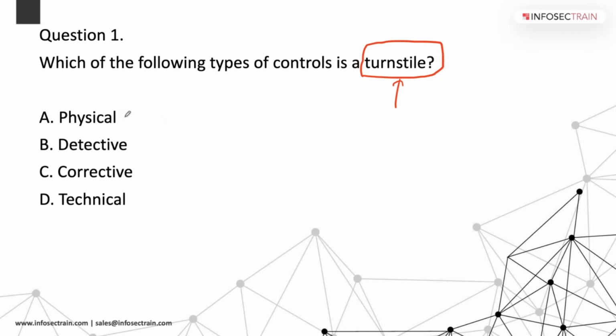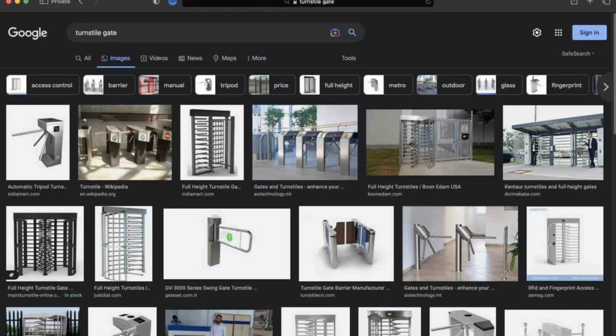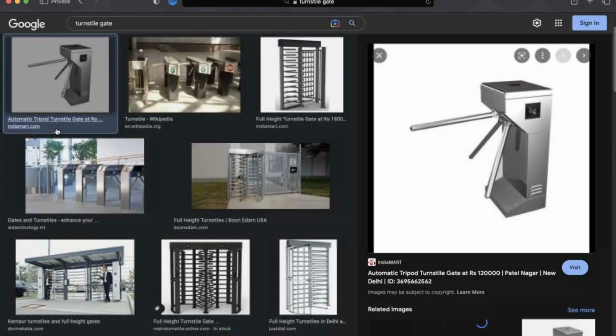It is a physical security control, right? Why? Turnstiles are those devices you have seen in organizations. Let me quickly grab Google and show you the picture for those who are not familiar with this. These are the turnstile kits. What are these things? These are for physical security, so only an authorized person can go ahead and access this. That's why they are in place.